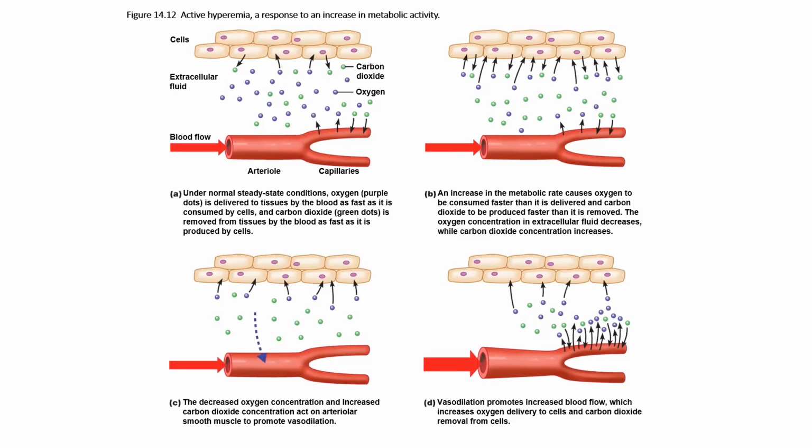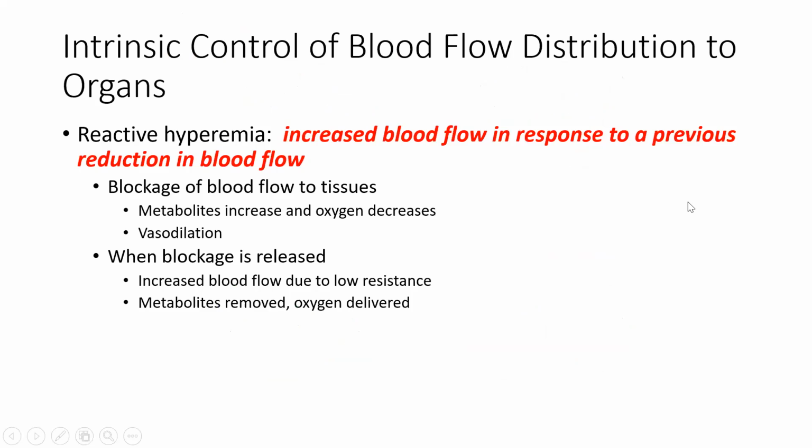And this is why, because it increases the metabolic activity, it produces more flow, which will help to correct the imbalance between those local factors. Okay. The second intrinsic mechanism is called reactive hyperemia. Reactive hyperemia. And so this is very similar to active hyperemia.